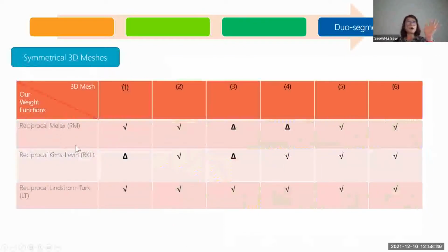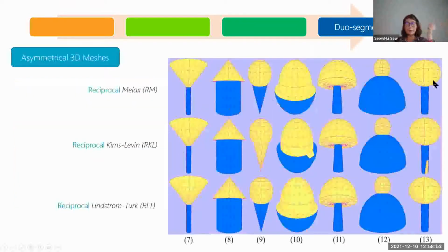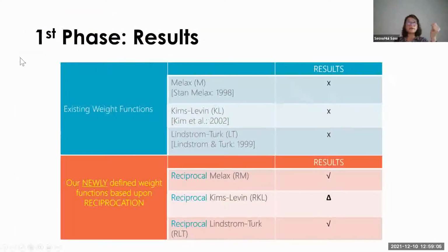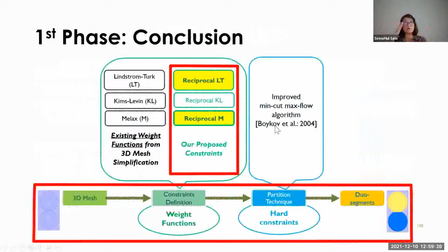As for our reciprocation wave functions, we are able to find a better performance. As you can see from this diagram, we are able to divide into two different subsets, the source and the sink. But this one maybe not, that's why I put a triangle in this case. So this is the result. If I use the existing wave functions, we will not be able to get the two subsets. But if we use our function, we can get quite a good result. This is the conclusion of my first phase.